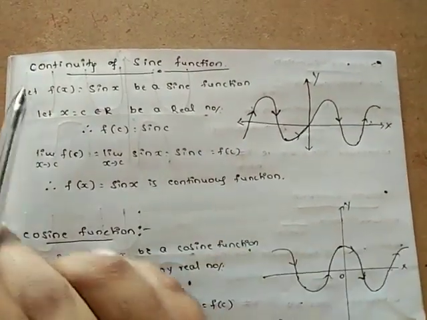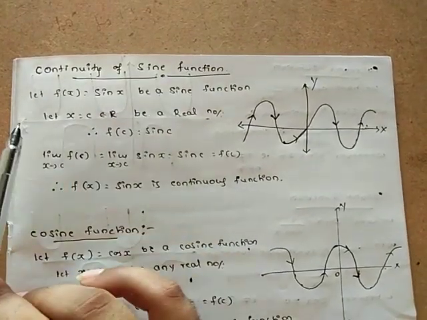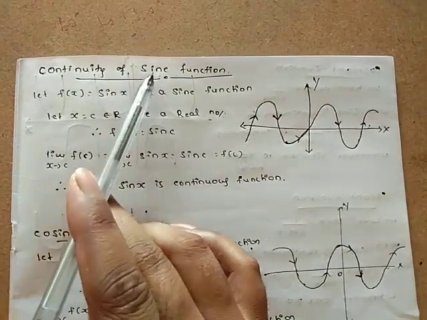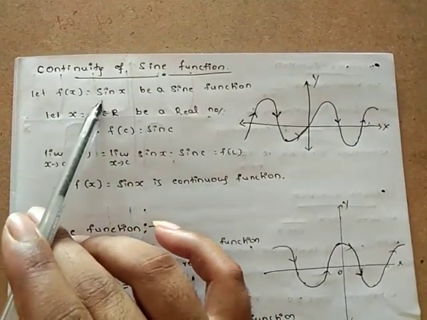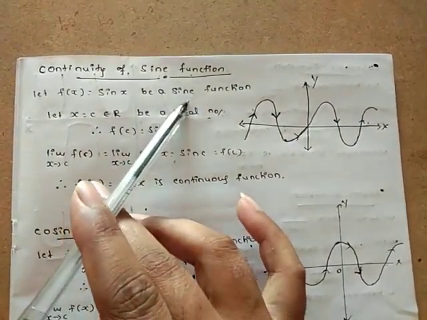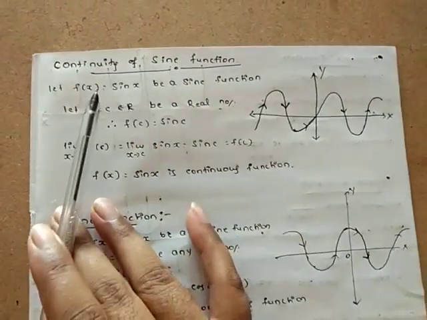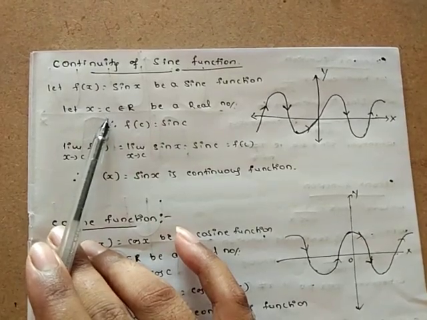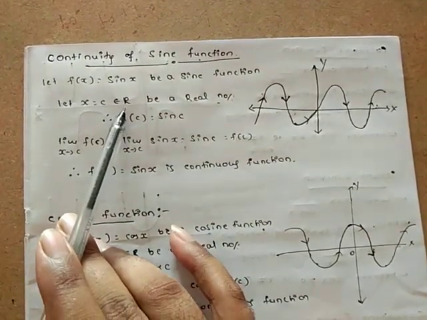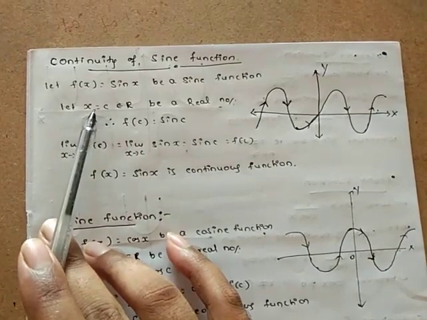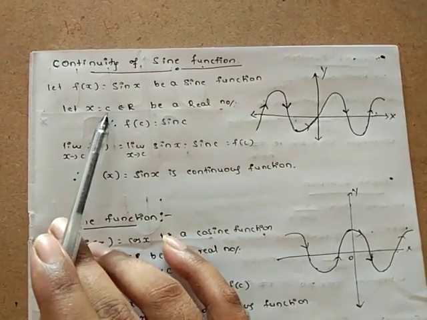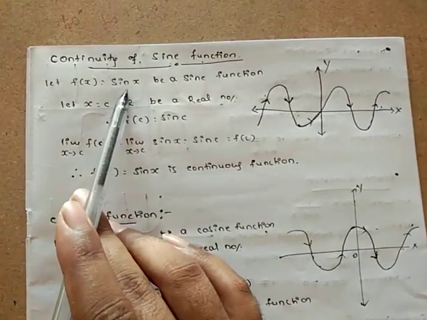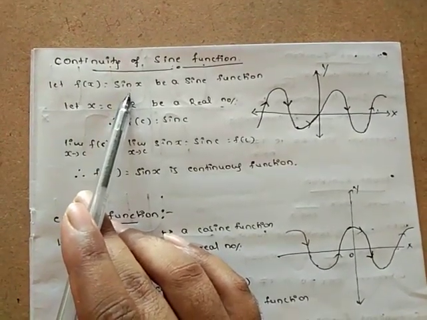For proof of continuity of the sine function, we need to consider f of x as sin x. So f of x is equal to sin x be a sine function. We need to check at a particular c, where c means any arbitrary constant which belongs to the real numbers R. So we need to check the continuity at exactly the point c. Suppose at the point c the sine function is continuous, we can say that the given function is a continuous function.